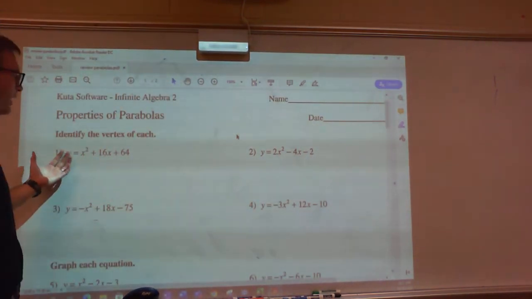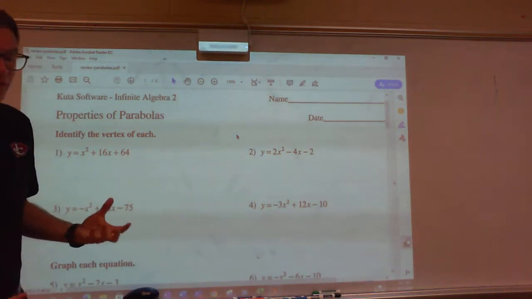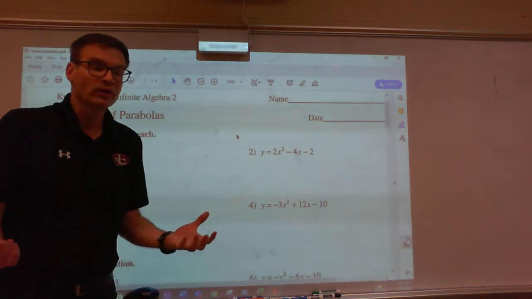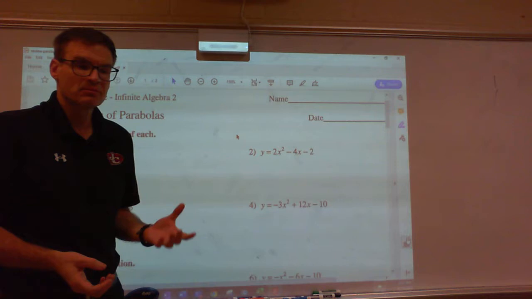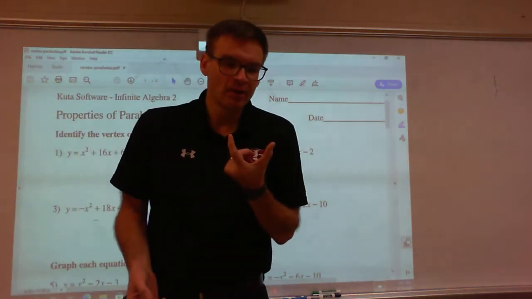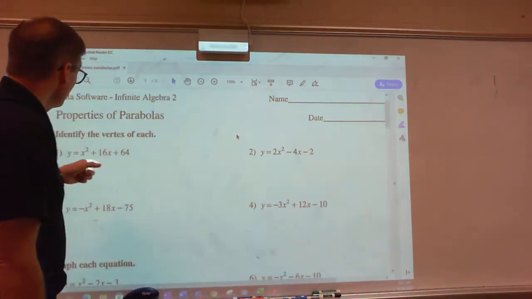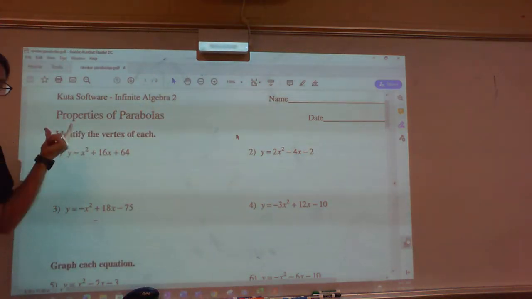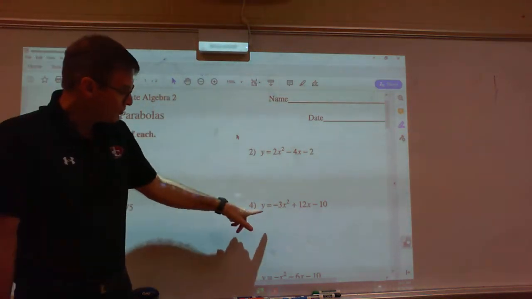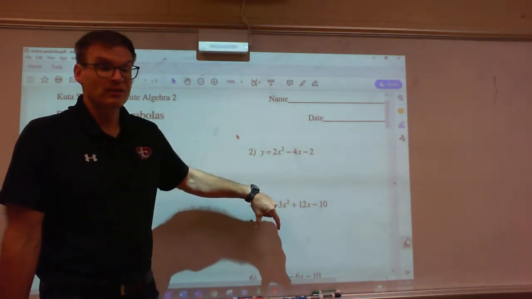Anytime you see y equals and you see something squared, it's going to be a parabola. That's how it all works. And every parabola has a vertex. A parabola is either going to be opening up or opening down. How do you know if it's opening up? Whatever is in front of the x squared, if it's positive, it means you have a happy face. If whatever's in front of the x squared is negative, it means you have a sad face.